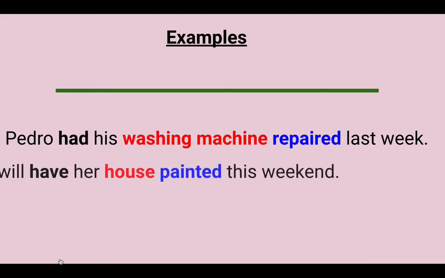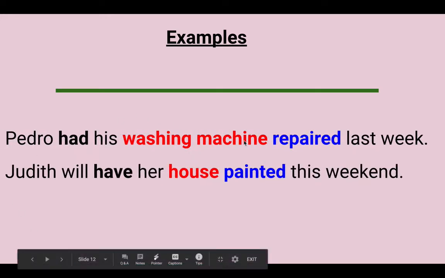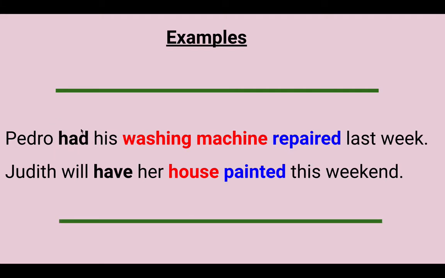So the first example is Pedro had his washing machine repaired last week. Pedro did not repair it, but he caused somebody else to repair it. In this case, when we use the causative verb plus the object, which is a thing, plus the past participle, we don't know who repaired it. It's a passive construction. We know that Pedro didn't do it and someone else did it, but we don't know who did it.